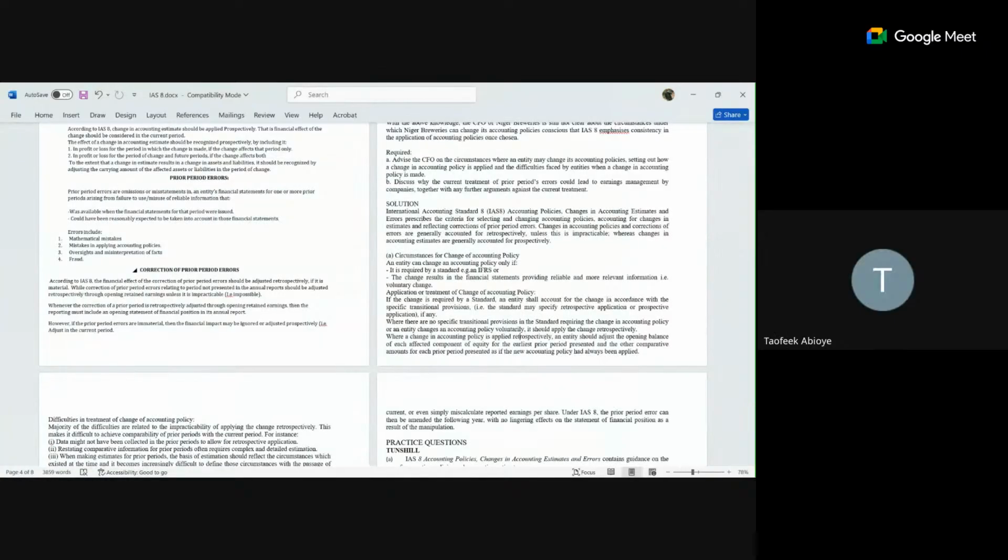Okay, there won't be an issue if you correct it with the retained earning. That is what the standards say. One of the things we should know is that you should not see external auditor as a police that comes to catch a thief. You are not a thief.